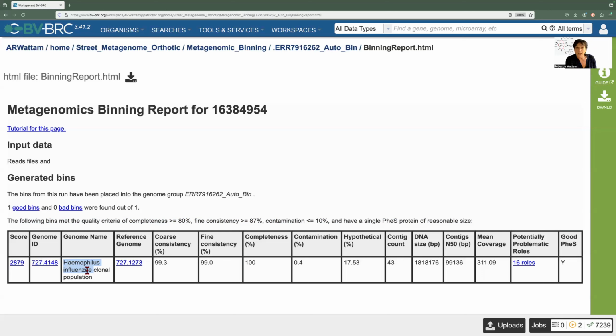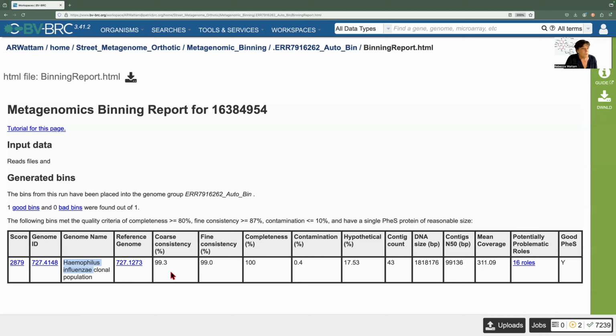So when it was comparing our data to all the genomes that are backed in this service, the closest one it got was Haemophilus influenzae. If you want to see the reference genome, this is a hyperlink that will lead you there. So let's talk briefly. I would encourage you to look at the tutorial.